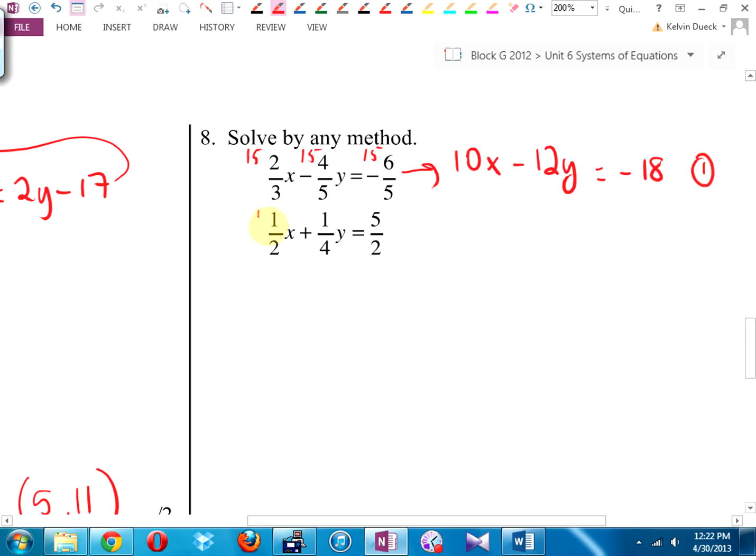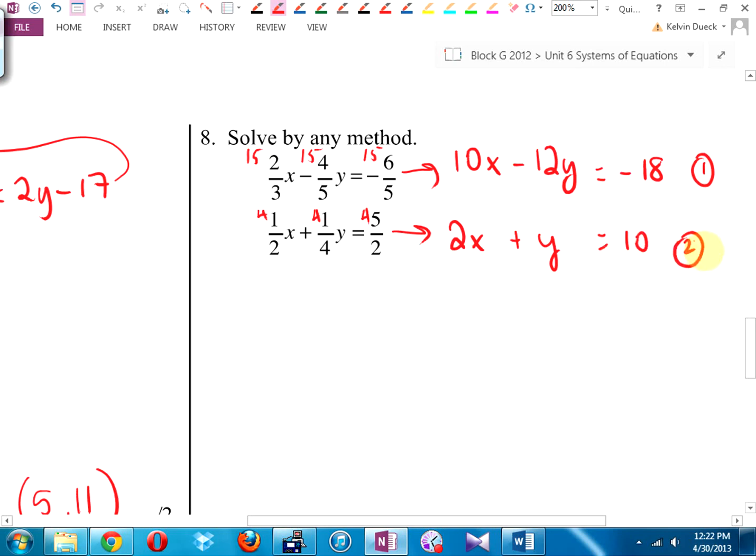And I'm going to multiply by 4, times by 4, times by 4. It's going to be 2x plus y equals 10.